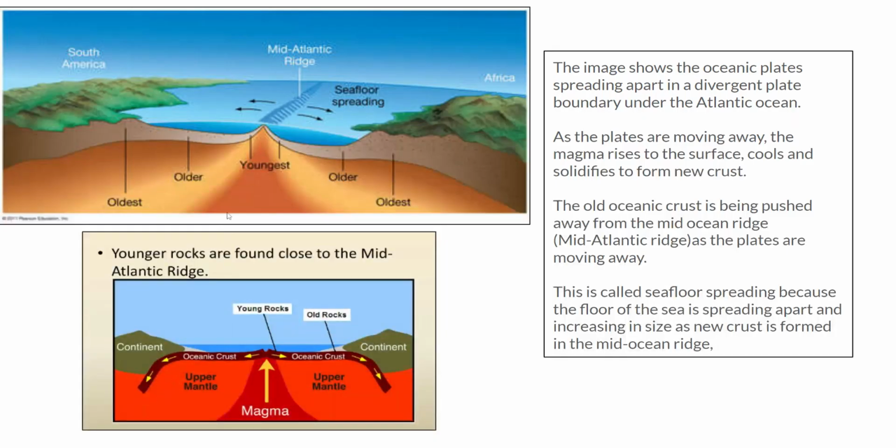This is another image of a mid-ocean ridge. Notice that where the mid-ocean ridge is, we get our youngest rocks or youngest crust because the magma is cooling and solidifying to create new crust. And as we move away from the mid-ocean ridge, these are our older rocks that once upon a time used to be here, but the ocean floor is spreading.